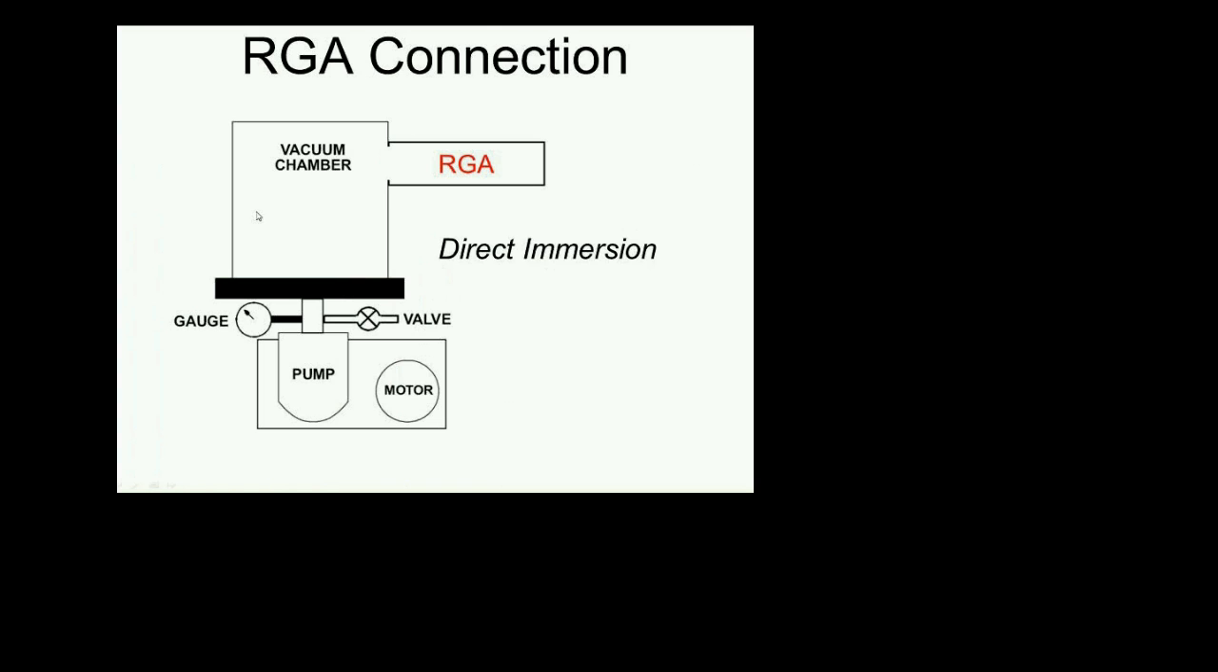This sort of connection, we go back to our prototypical vacuum chamber. This typical connection, where we have a vacuum chamber and we directly connect the RGA to that chamber, is called direct immersion of the residual gas analyzer into the chamber. So the RGA is essentially being exposed directly to the same gases that are present inside the vacuum chamber, which, if the valve is closed, will be residual gases. If the valve is open, it could be processed gases.